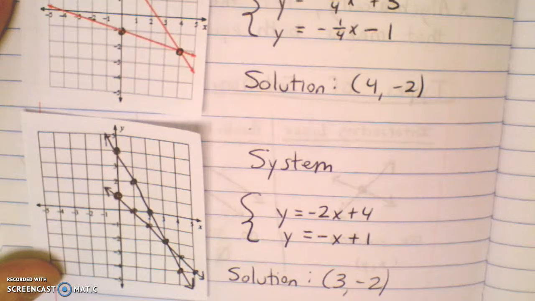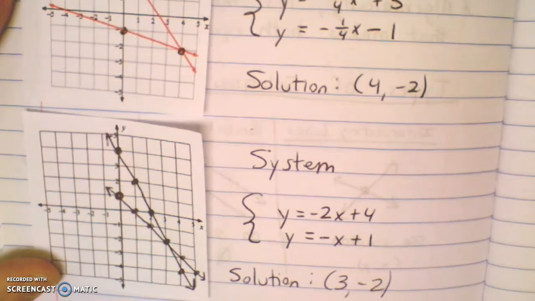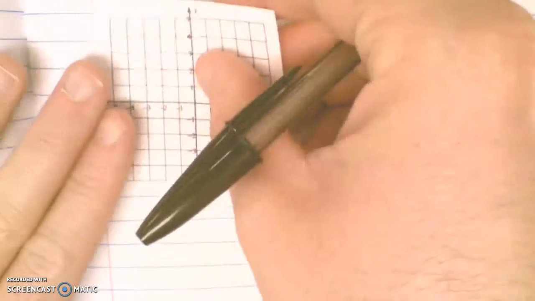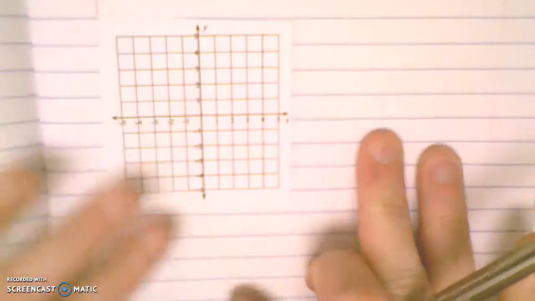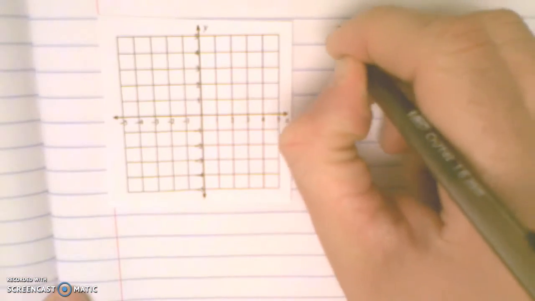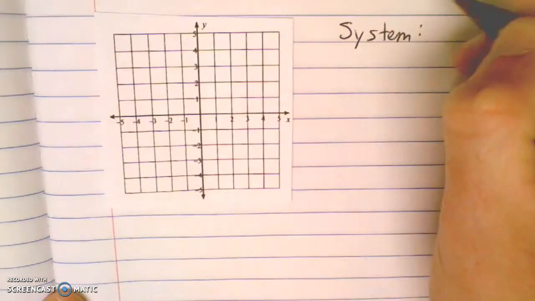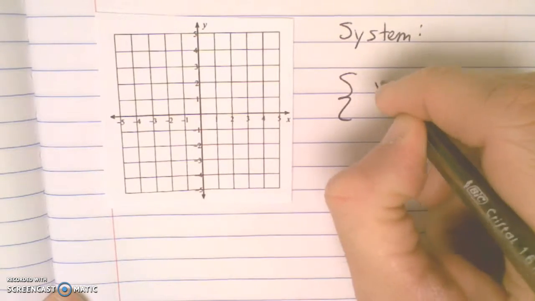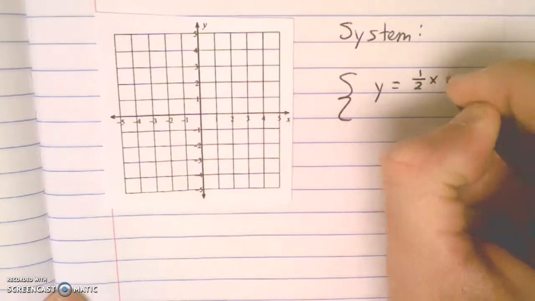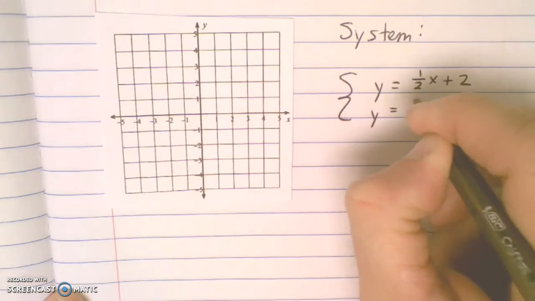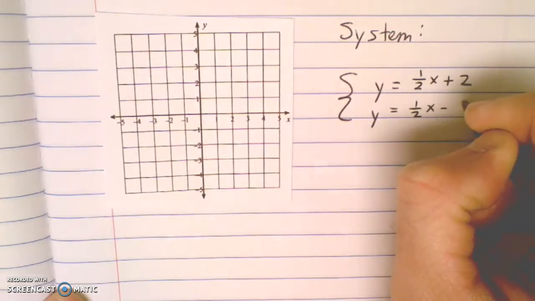Let's look at two more examples. So we're going to use another blank graph. Your system here that we're going to have to graph is y equals 1/2 x plus 2, and y equals 1/2 x minus 5.